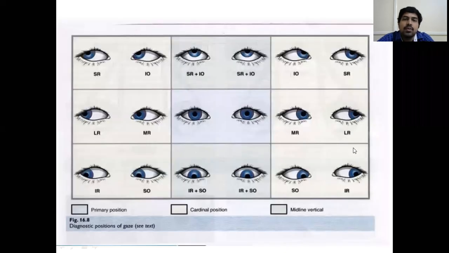Again, we'll come to the diagram. So see, cardinal position gazes are 6 in number. They are 1, 2, 3, 4, 5, 6. That is dextro-elevation, dextroversion, dextro-depression, levo-elevation, levoversion, and levo-depression. These are the things which are called the cardinal positions of gaze. They are: right side top, dextro-elevation; left side top, levo-elevation; right side, dextroversion; left side, levoversion; right side down, dextro-depression; and left side down, levo-depression. So these 6 are called the cardinal positions of gaze.